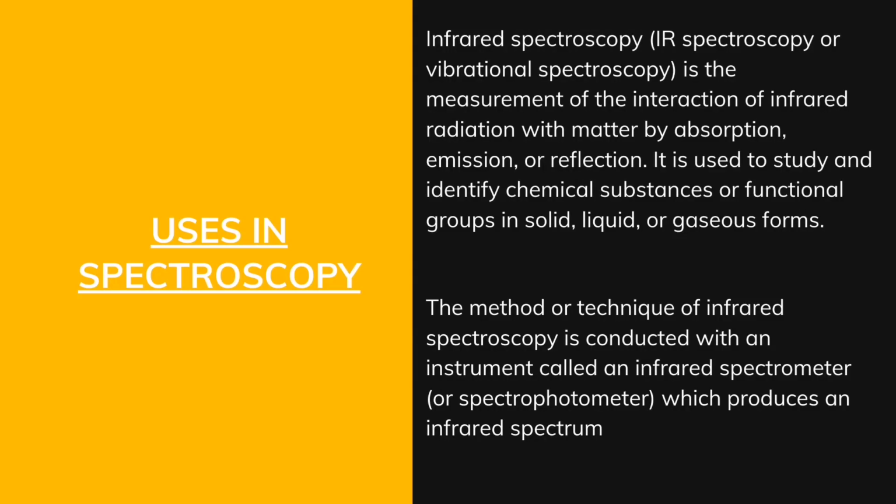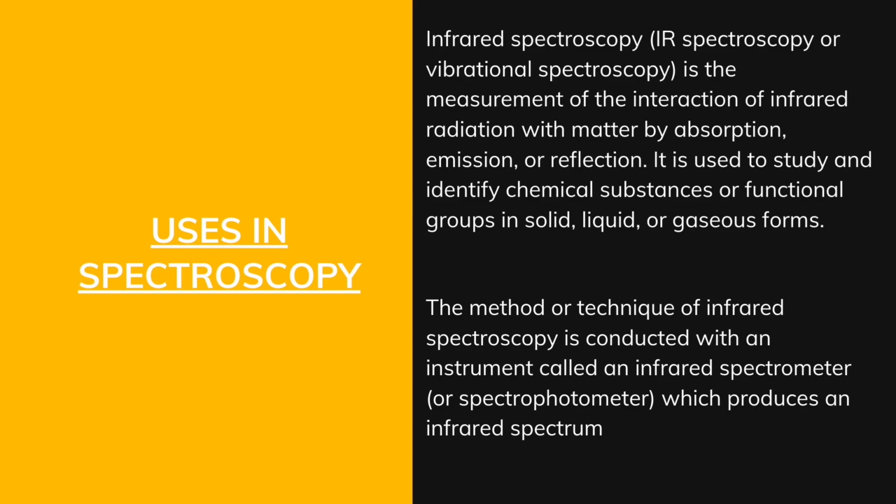Uses in spectroscopy. Infrared spectroscopy, IR spectroscopy, or vibrational spectroscopy is the measurement of the interaction of infrared radiation with matter by absorption, emission, or reflection. It is used to study and identify chemical substances or functional groups in solid, liquid, or gaseous forms.